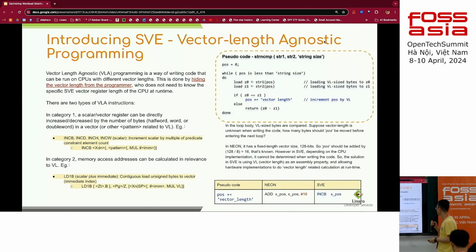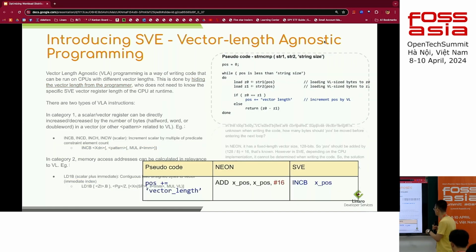That makes things much simpler for programmers. Another important feature of SVE is that it's vector length agnostic. That means, especially in a while loop, you don't need to know the specific architecture you are running on, whether it has a 128-bit or 256-bit vector length. It's implied by the instruction.